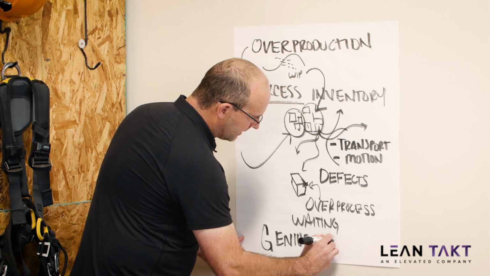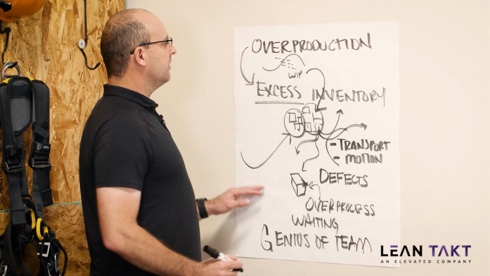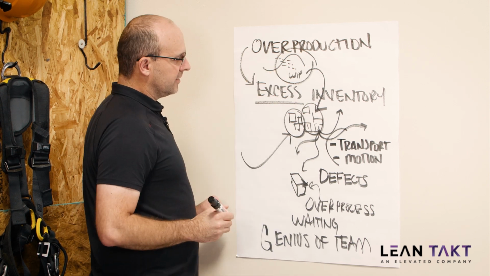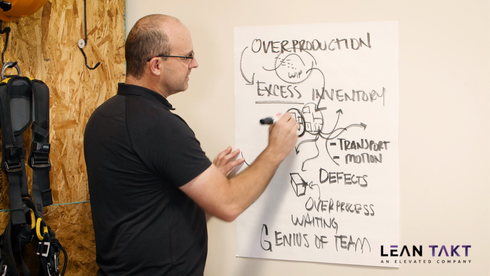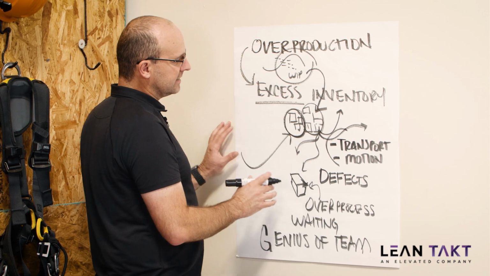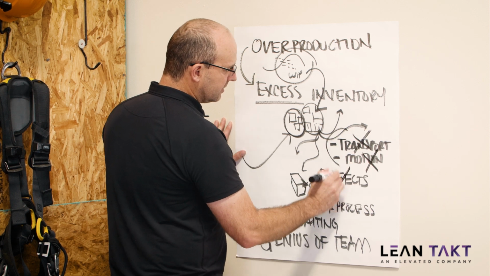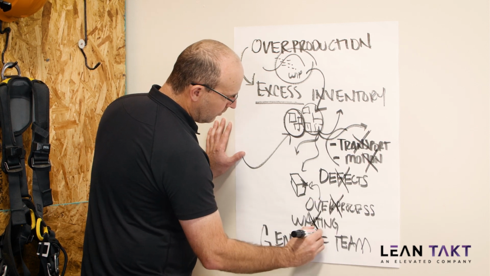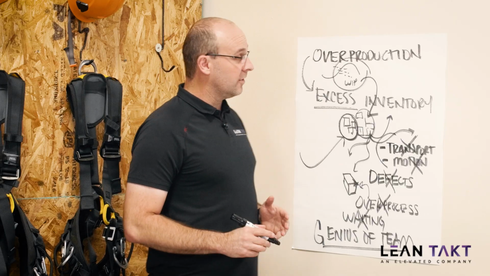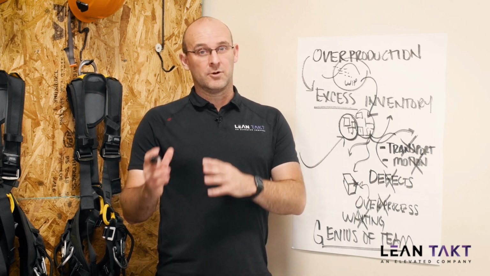And what do I mean by that? The genius of the team means that we do the proper research and we stop having irregular amounts of work in process. We stop bringing materials out not just in time, and we avoid overproduction and excess inventory, which means we get rid of excess transportation, motion, defects, overprocessing, waiting, because we've used the genius of the team. So do not fall for the lie that more materials and more people equal more production.